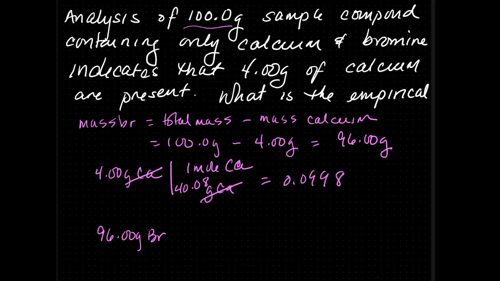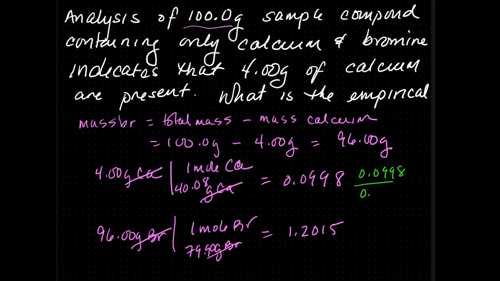So if I do that, grams of bromine, 1 mole of bromine. Molar mass of bromine is 79.90. So this is going to equal 1.2015. Now we're going to divide by the smallest. So the smallest number here is from the calcium. So we're going to divide each one by 0.0998. So for calcium, this is exactly 1. We're going to do the same thing for the bromine. We're going to divide by the smallest number, 0.0998.